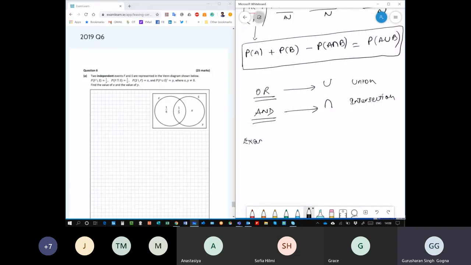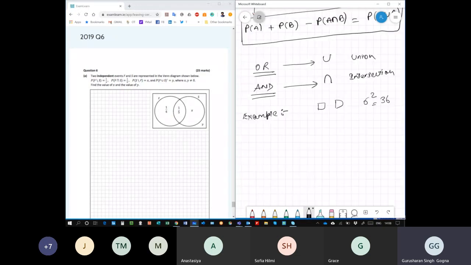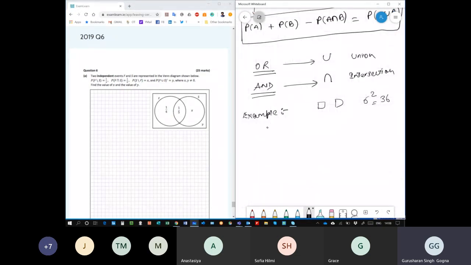So the example would be, let's say I have two dice. And you know that from the last session I explained that if there are two dice you can simply find the total number of outcomes by doing 6 squared, and that is 36. So there are two events. Let's say event A, which represents the occurrence of getting, let's say, an even number.